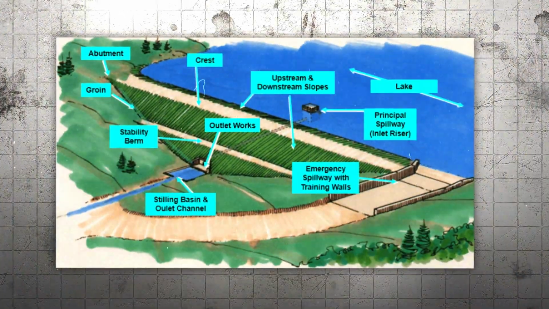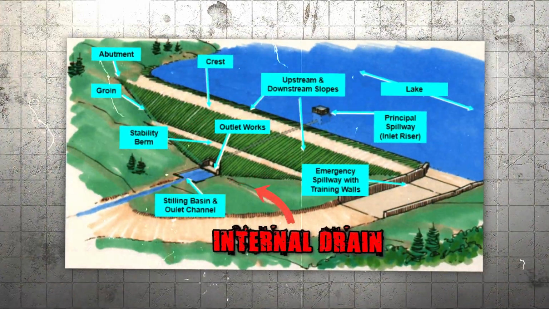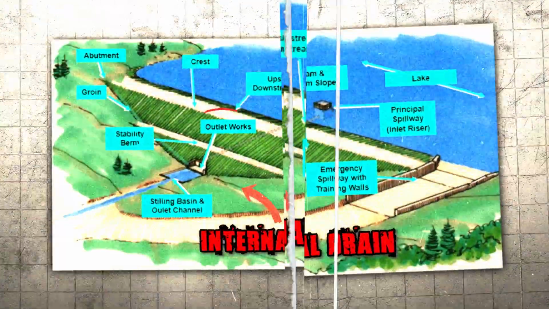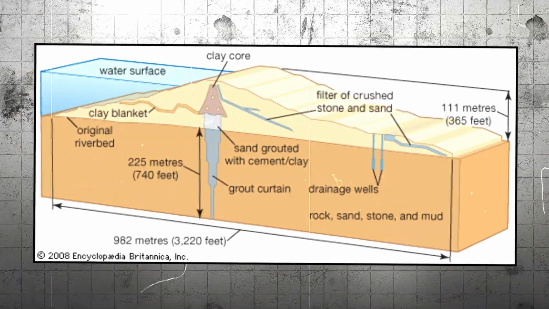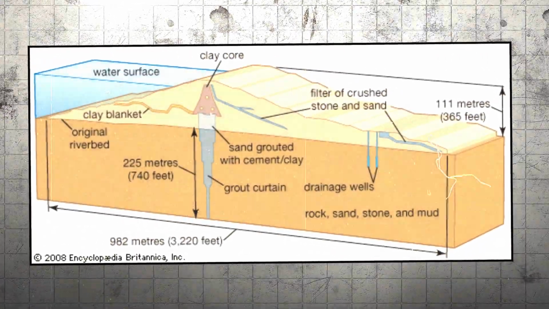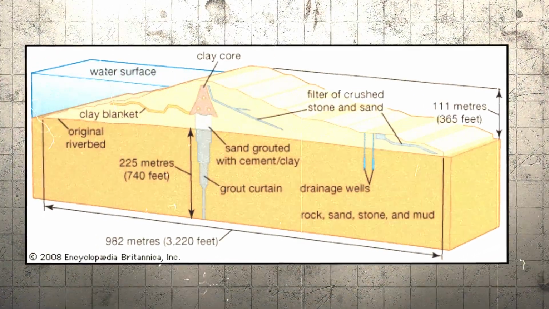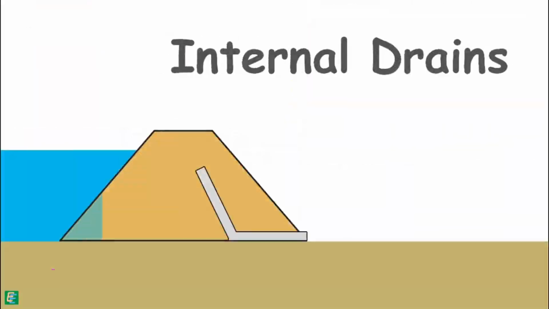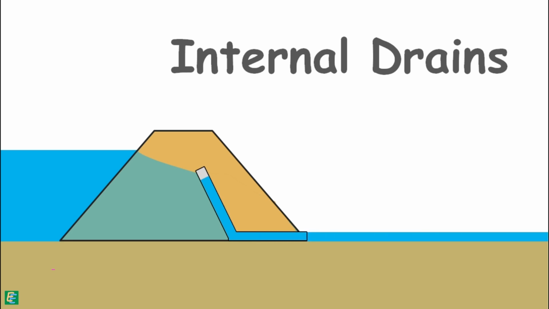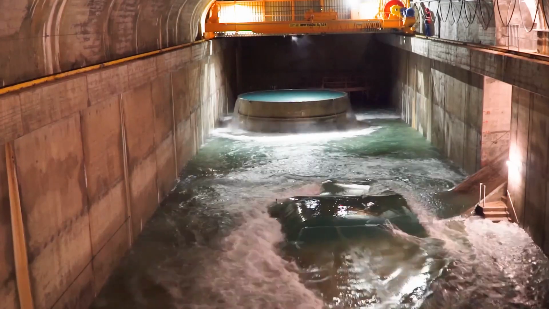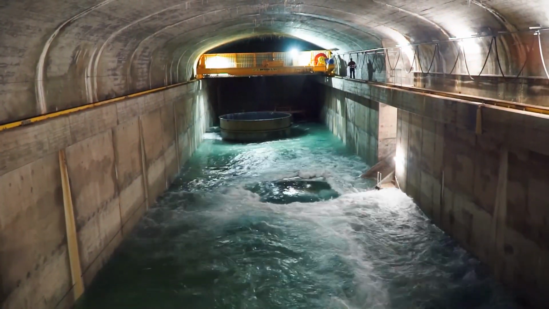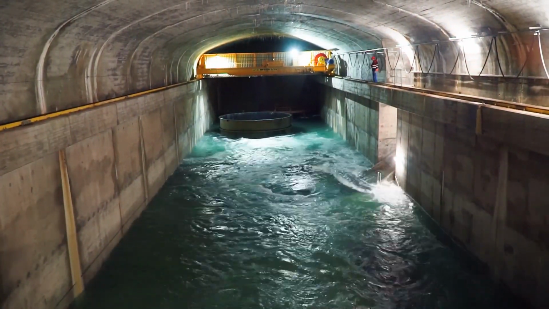Engineers also include things called internal drains when they design dams made out of soil and rock. And by the way, these types of dams are called earthen embankments. So, these internal drains are basically just layers of gravel and sand that they place inside the dam. These drains help to collect the seepage water once it enters the dam and carry it away safely. Think of these drains as the dam's built-in plumbing system. They guide the seepage water out so it doesn't build up inside and cause problems.